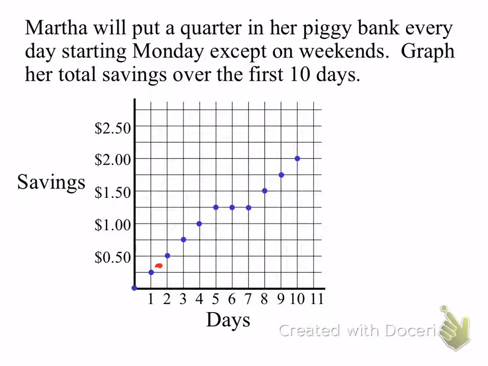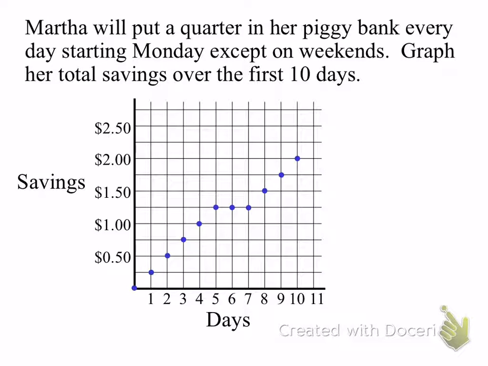Does everybody understand that? And so I don't draw a line through this, because the parts in between are not part of that situation. It's only on day 1 I put a quarter in. Day 2 I put a quarter in. There are 10 specific situations. It's not the time in between.